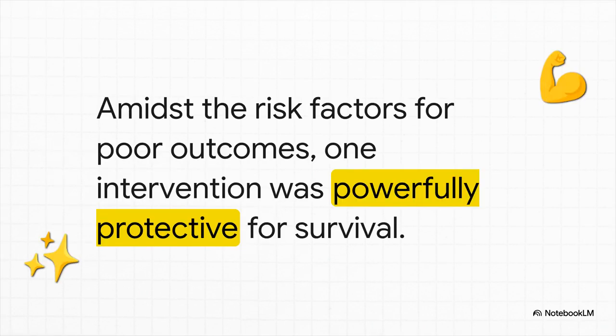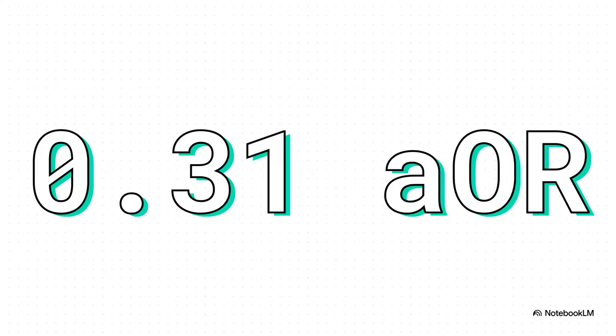But it wasn't all bad news. Buried in all these risk factors for bad outcomes, the analysis found one single intervention that made a huge, huge difference for survival. And this is just so critical for all of us. Getting a third-generation cephalosporin on board before the patient even got to the ICU was powerfully protective. An odds ratio of 0.31 means it cut the odds of dying by nearly 70%. That is a massive effect, and it just hammers home how incredibly important it is to give the right antibiotics as early as humanly possible if you even suspect this disease.